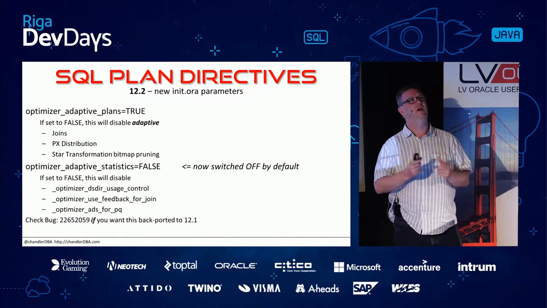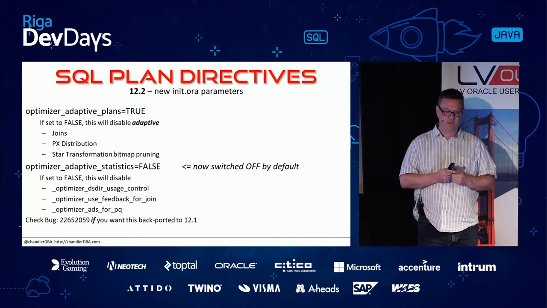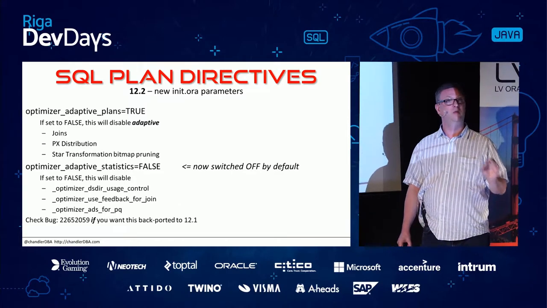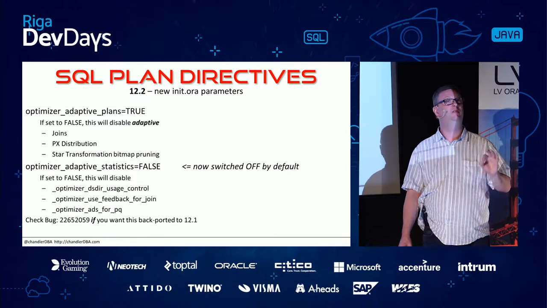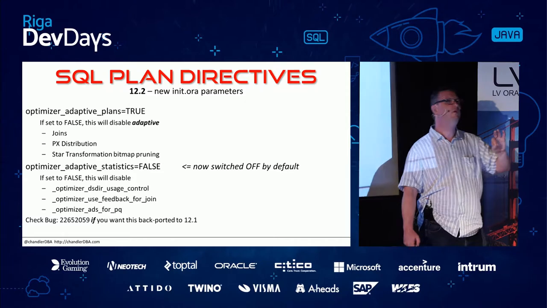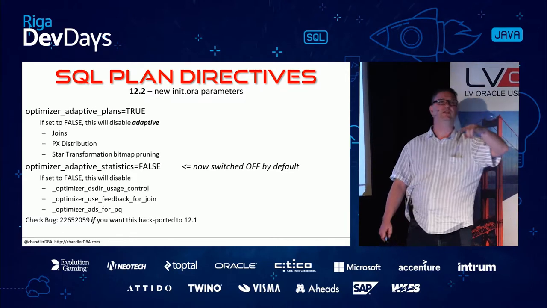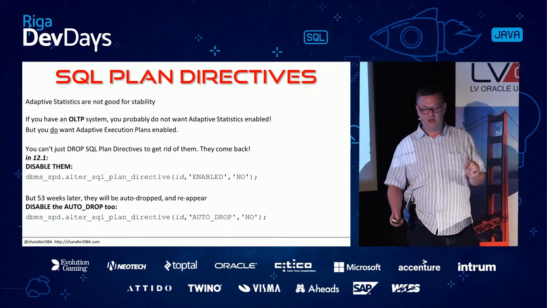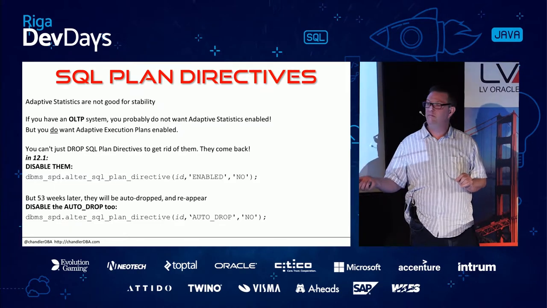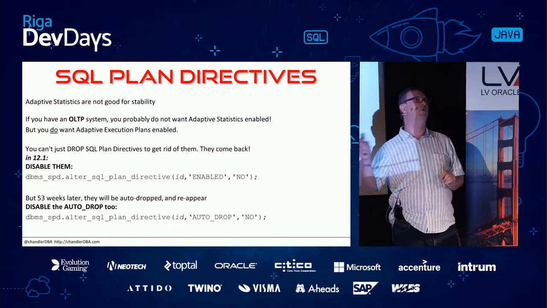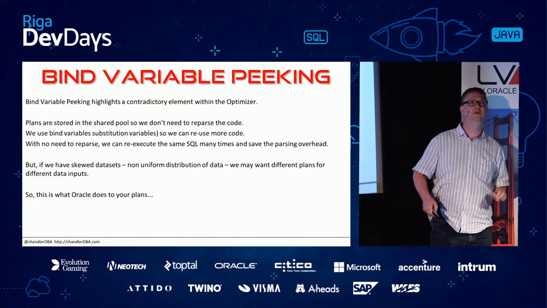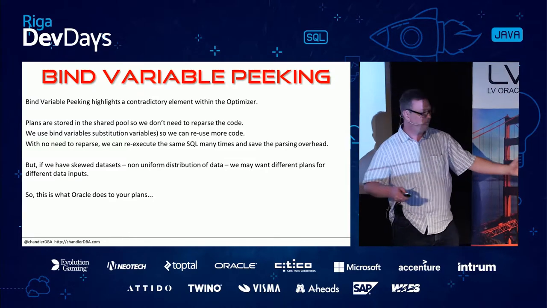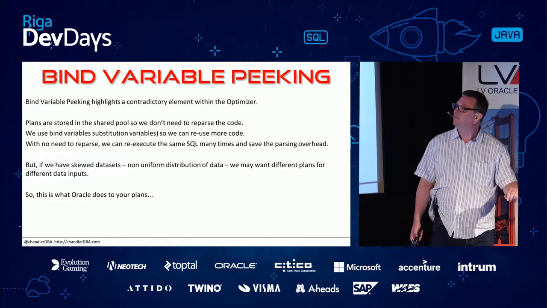But these adaptive statistics really are not good for stability. If you're on 12.1 and you have an OLTP system and you have these in your system, you probably want to disable them. You can't drop them. If you drop them, the next time your SQL runs, it goes, oh, statistical problem, let's create a SQL plan directive. So you've got to disable them. And you've also got to tell them not to auto-drop, because by default, SQL plan directives automatically drop themselves after 53 weeks. And so you fix a problem, and a year and a week later, it comes back. Which is not good, really, is it?